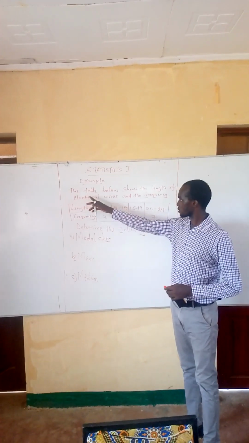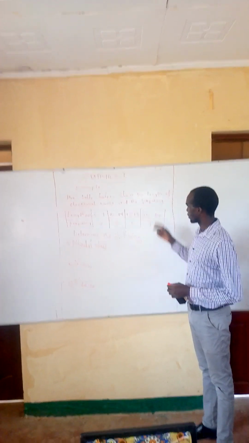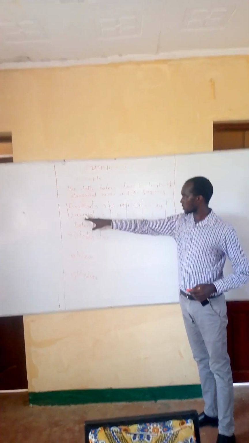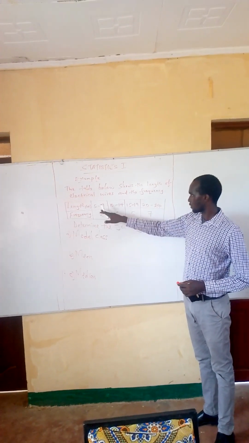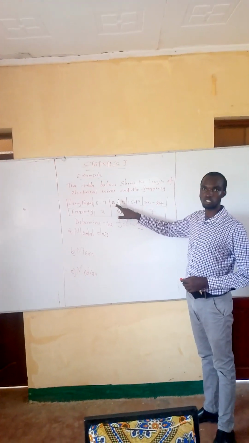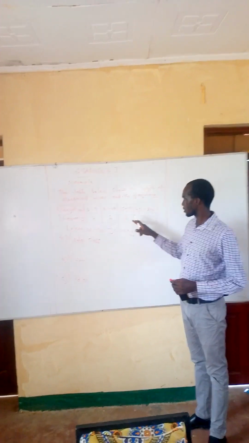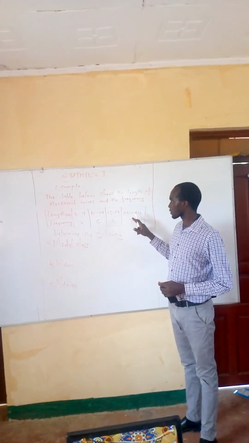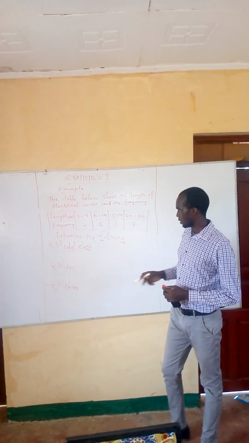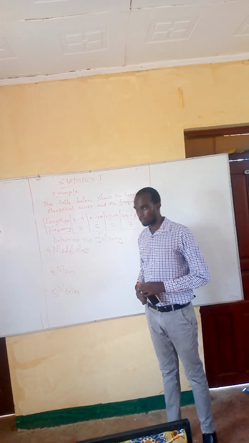The question goes, the table below shows the length of electrical wires and the frequency. We have the length in meters and then the frequency in the second row. 5 to 9, the frequency is 2. 10 to 14, the frequency is 6. 15 to 19, the frequency is 5. And 20 to 24, the frequency is 7. Now, we are going to determine the following.